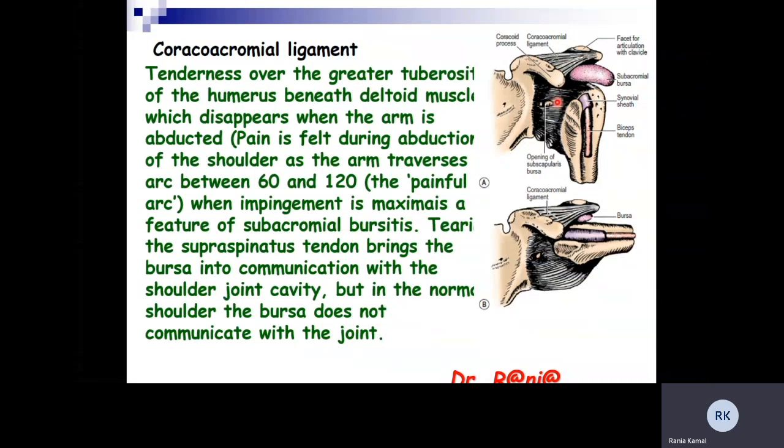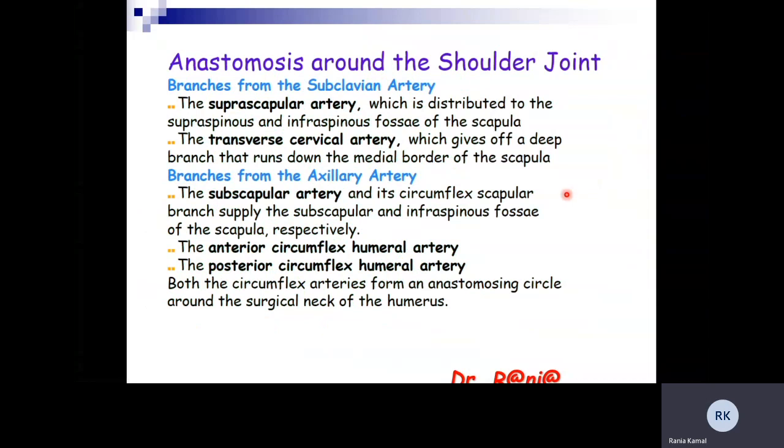Anastomosis around the shoulder joint. There are multiple arteries forming an anastomosis around the shoulder joint, either branches from the subclavian artery, like the suprascapular artery and the transverse cervical artery, or branches from the axillary artery, like the anterior circumflex humeral, posterior circumflex humeral, and the subscapular artery with its branch, the circumflex scapular artery.